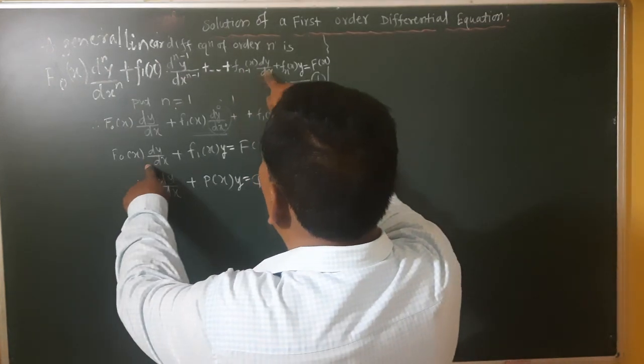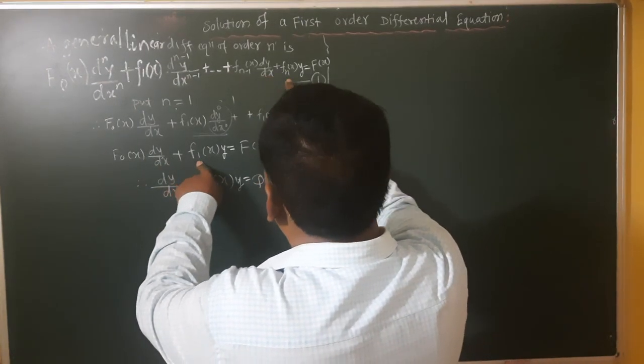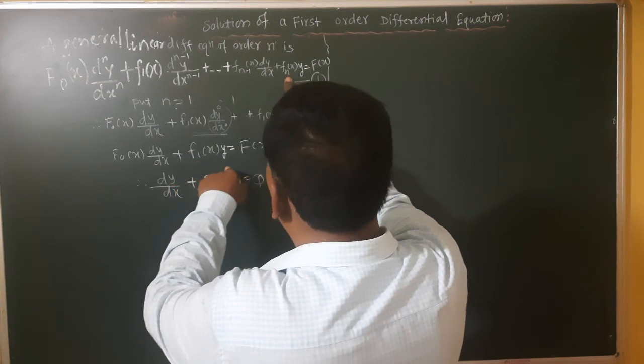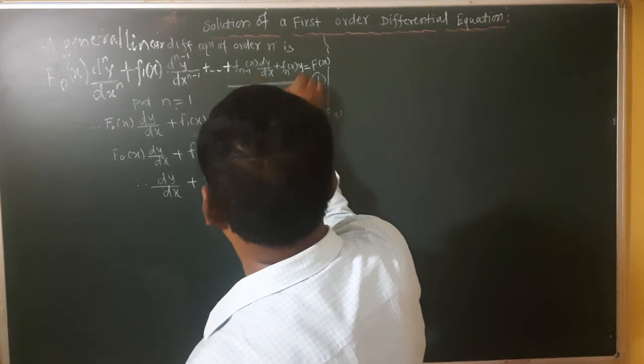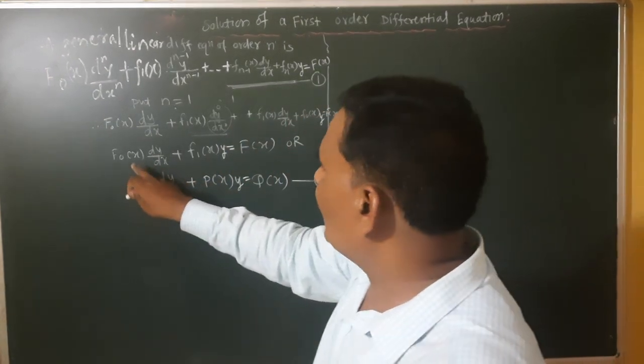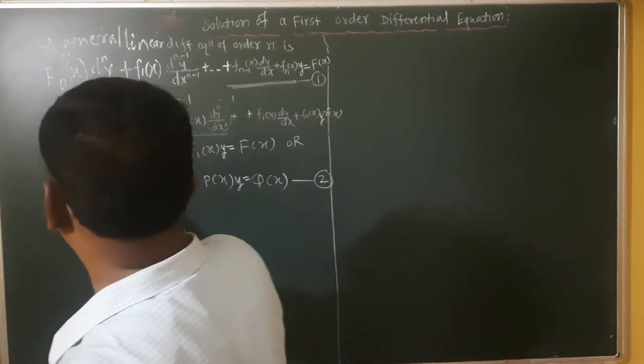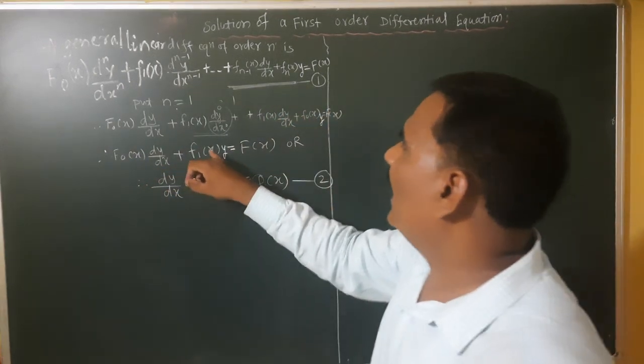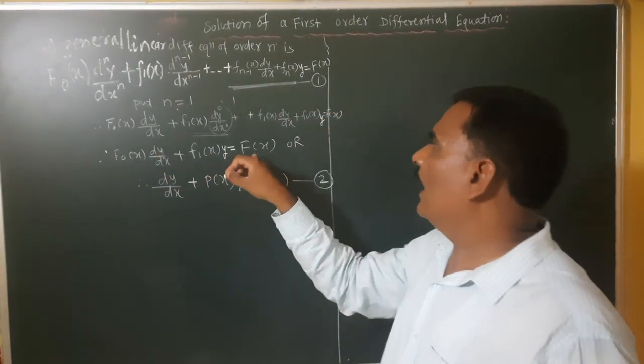f0 of x into dy by dx plus f1 of x into y. The last term we only have to repeat it, and that's why we have to write that. This is the equation of the type f0 of x into dy by dx plus f1 of x into y equals f of x.